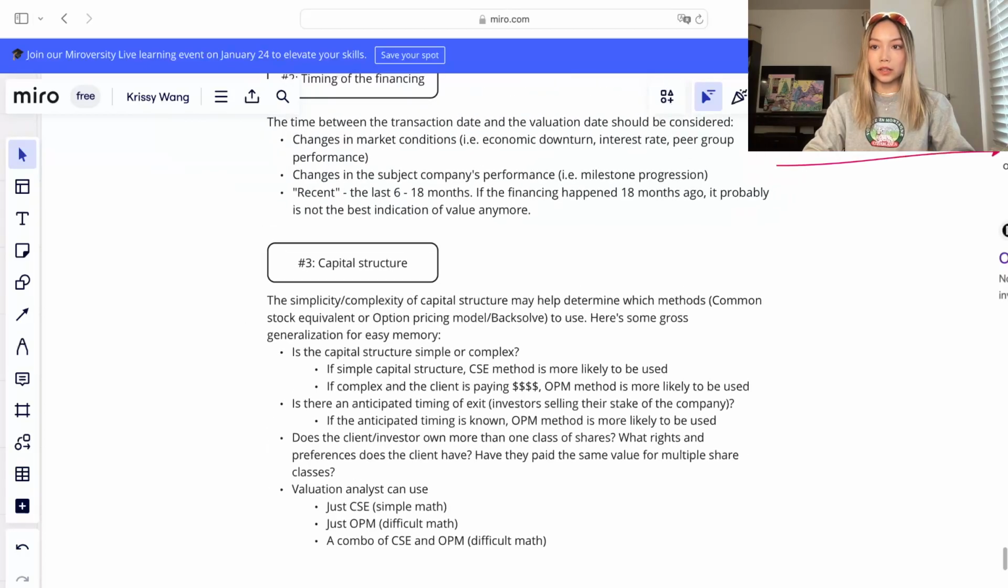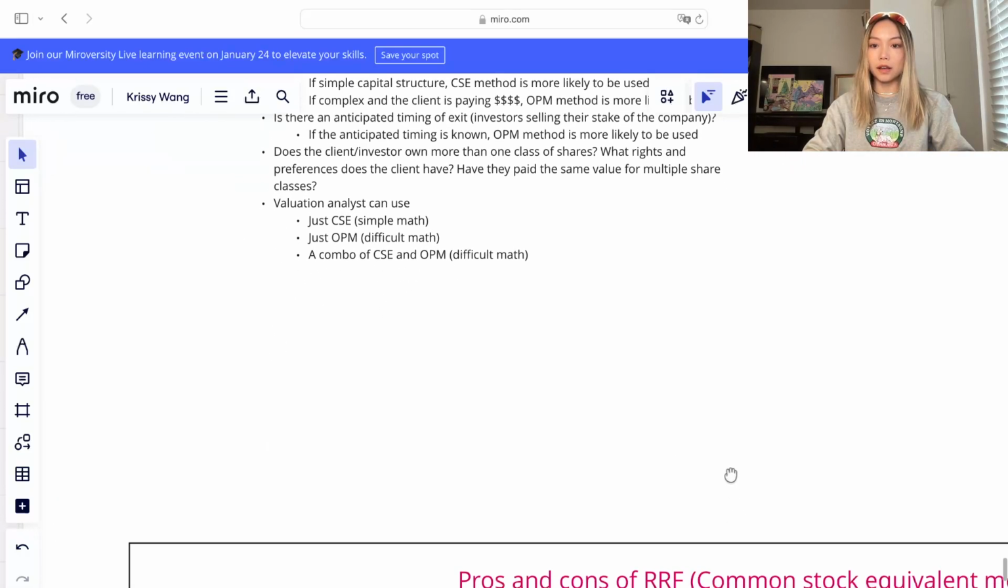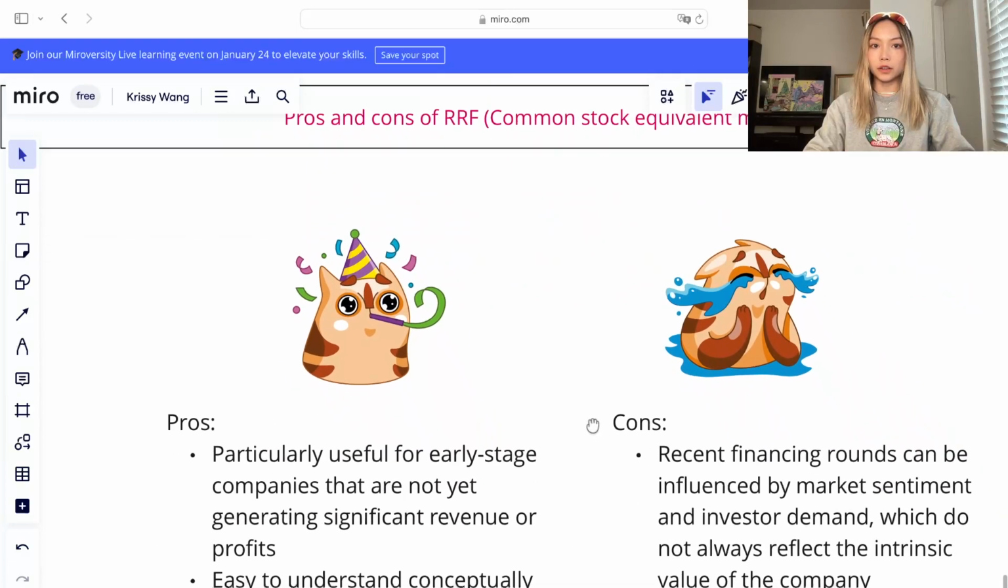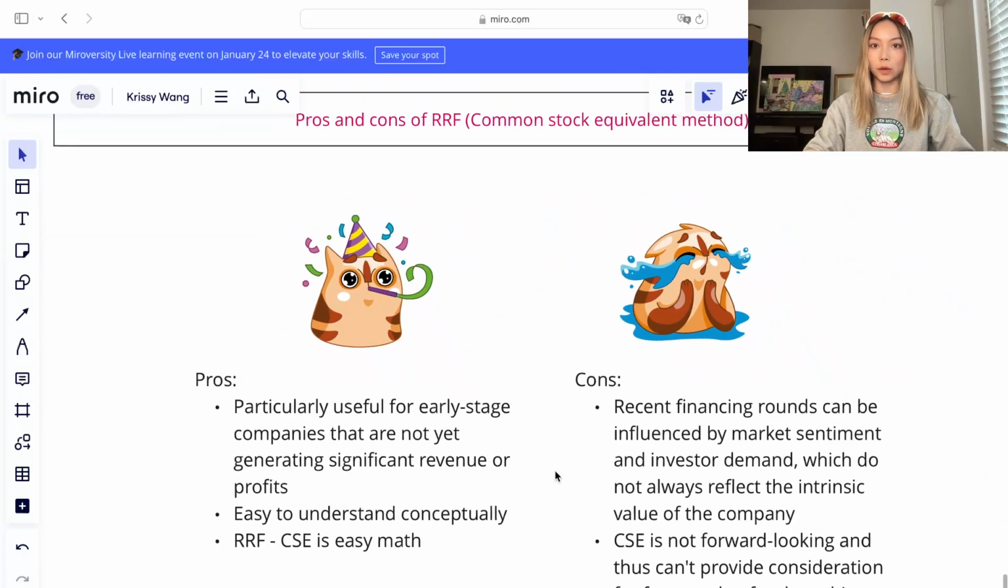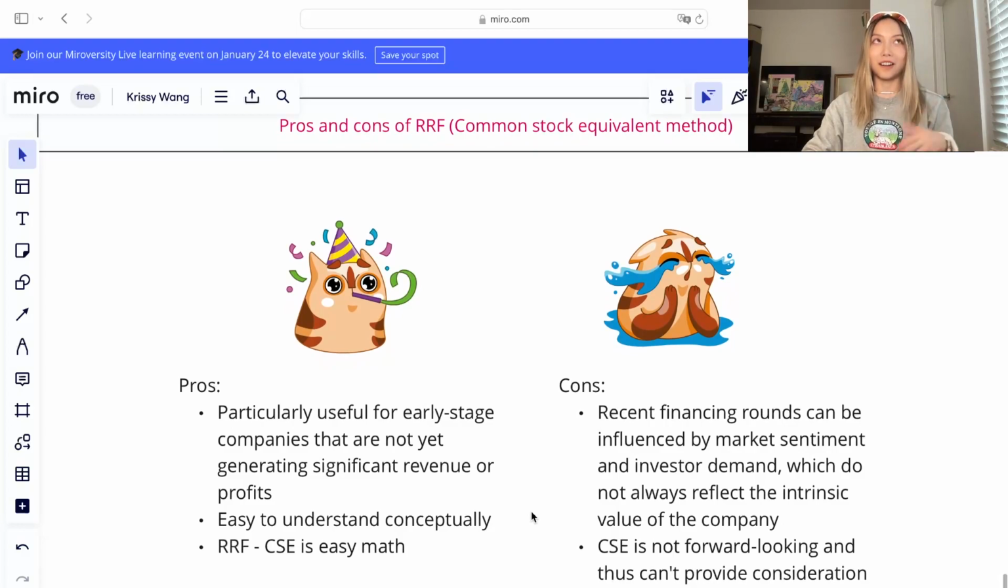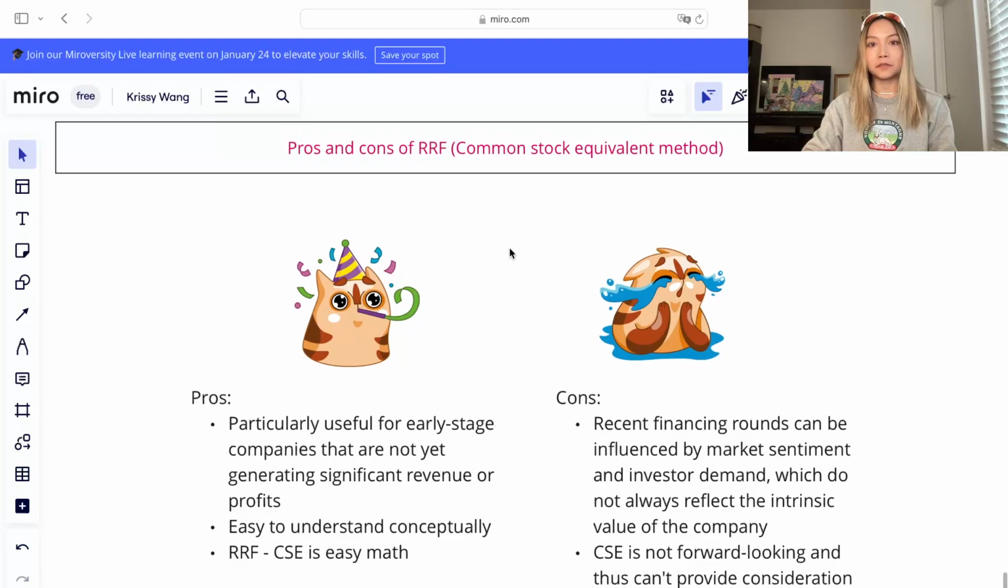All right, so now we talk about some key considerations for using RF. We are going to talk about RF compared with other approaches. What are the pros and cons? Why would people use recent round of financing over GPC or GT and DCF, these other approaches? For the scope of this video, I'm only going to focus on comparing RF using the common stock equivalent method within the RF approach. I will have another video for the OPM method using the RF approach.